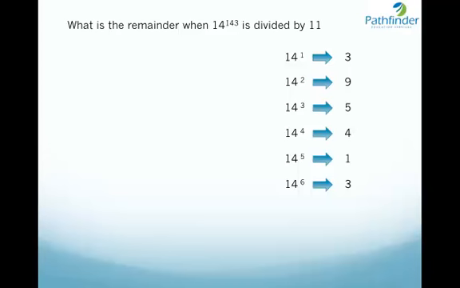When 14 to the power of 1 is divided by 11, the remainder is 3. 14 square divided by 11 yields a remainder of 9. 14 cube divided by 11 yields a remainder of 5. 14 to the power of 4 divided by 11 yields a remainder of 4. 14 to the power of 5 when divided by 11 yields a remainder of 1.